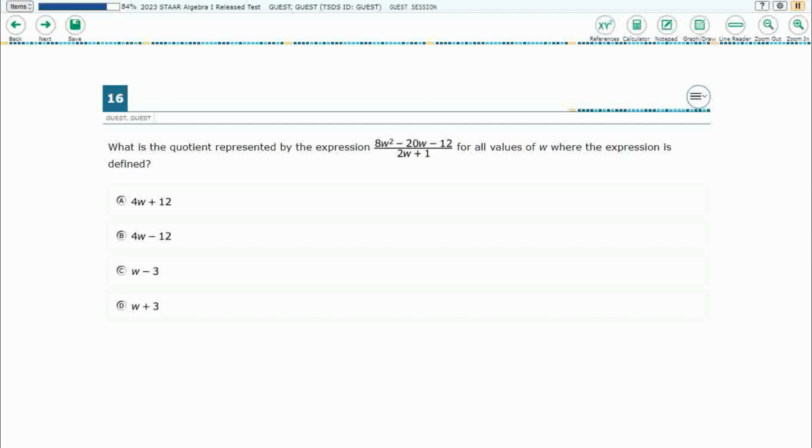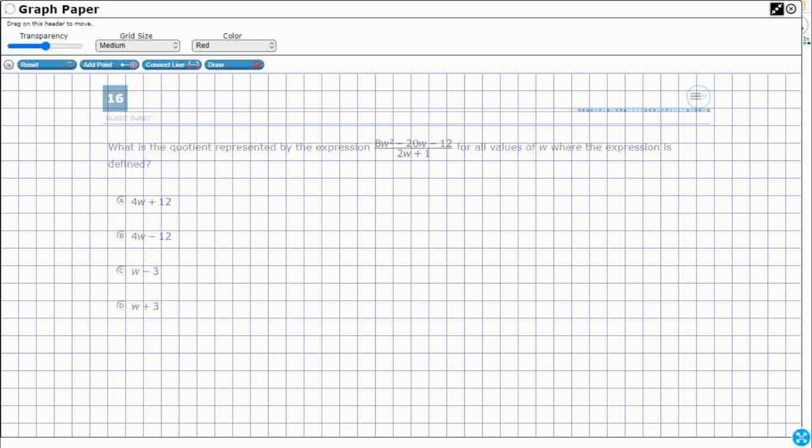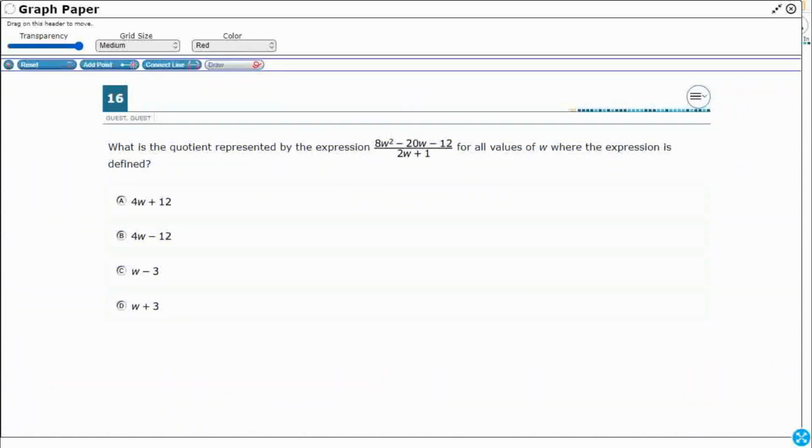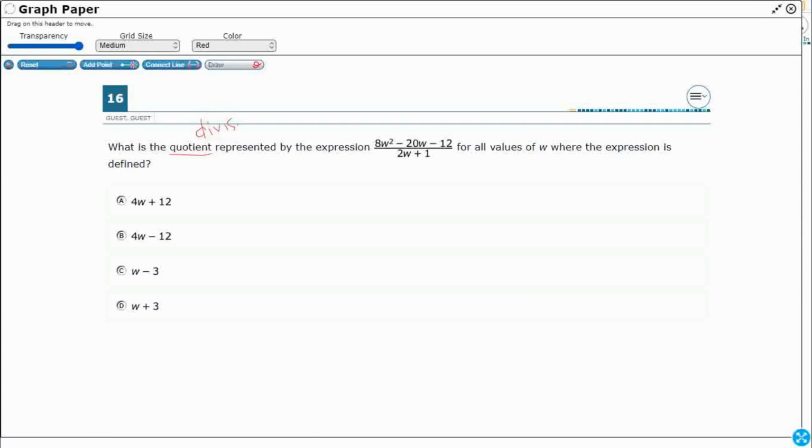Alright, so we need a quotient, which means, hopefully we're recognizing this term, something that we've learned many years ago in elementary school, right? This means division. So what is the quotient represented by this expression? We've got this big expression here for all the values of w where the expression is defined. The only reason we're talking about this expression is defined is we can't have any denominator equal 0. So if you were to somehow supply a w in which the denominator made 0, that would be undefined. So they're just saying make sure the denominator does not equal 0. That's all that means.